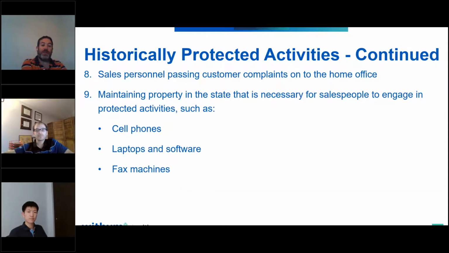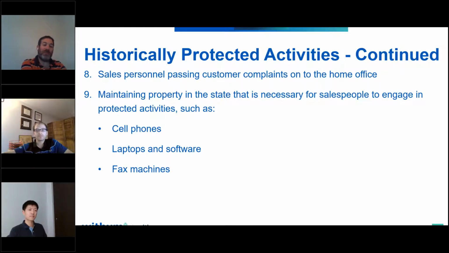Okay, again, sales personnel can pass customer complaints on to the home office, but they can't resolve those complaints, because resolving those complaints goes beyond solicitation. And your salespeople can only get involved in solicitation. But the law recognizes that the salesperson is probably the first point of contact for a customer who has an issue, and the salesperson can take that complaint and pass it on to the home office.